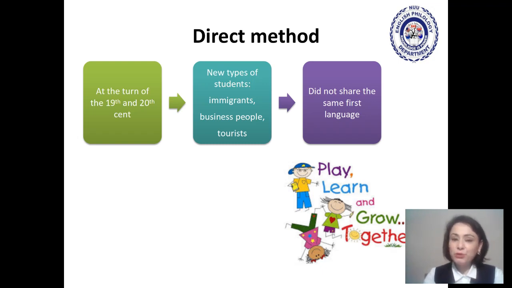It's a wiser, worse form of the GTM because there is no grammar. There are no rules. There is just starting speaking before reading or writing. For example, if people go to foreign countries, they try to speak in this country's language easily because there is an environment and every part of the sentence is in this language. Target language is the first language, and new types of students, immigrants, and business people easily learn these foreign languages with this method.